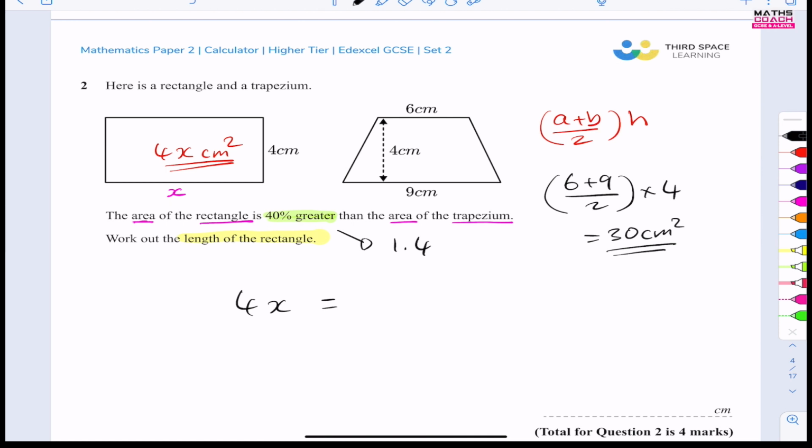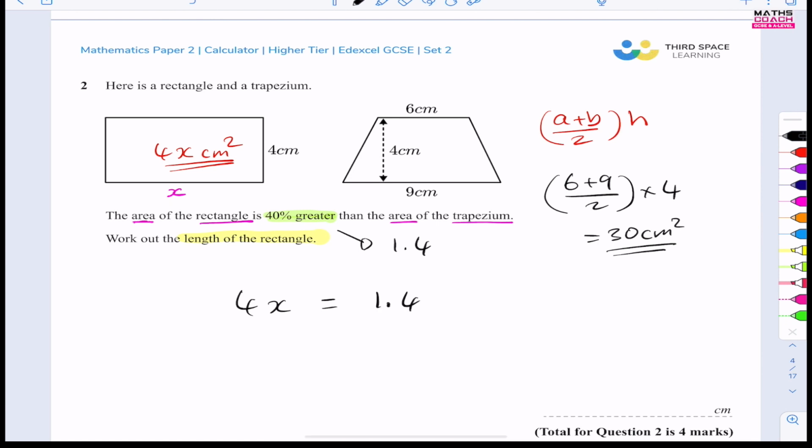If it was 40% less, then we take away 40% from the 100%, which is 60%, and then we divide that by 100, and that gives us 0.6. So if the percentage was 40% less, the multiplier would be 0.6. But in this case, it's 1.4.